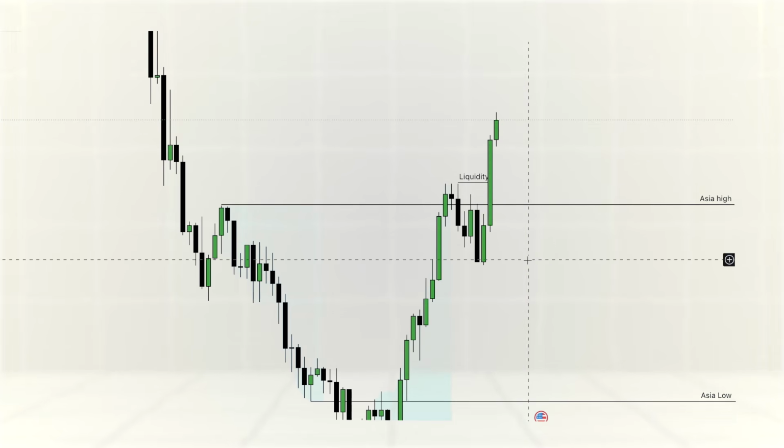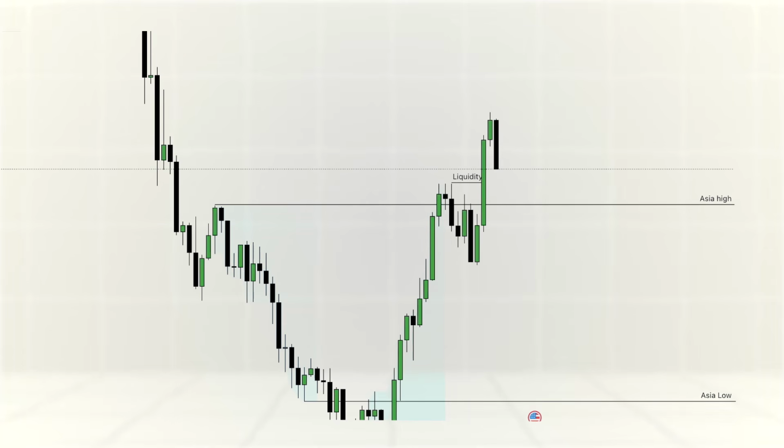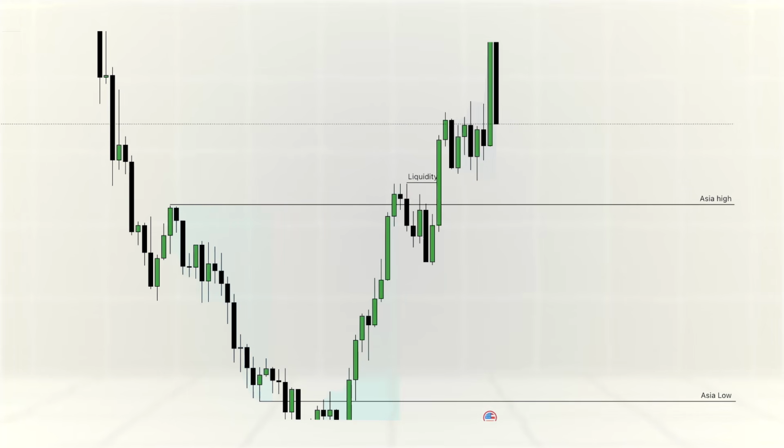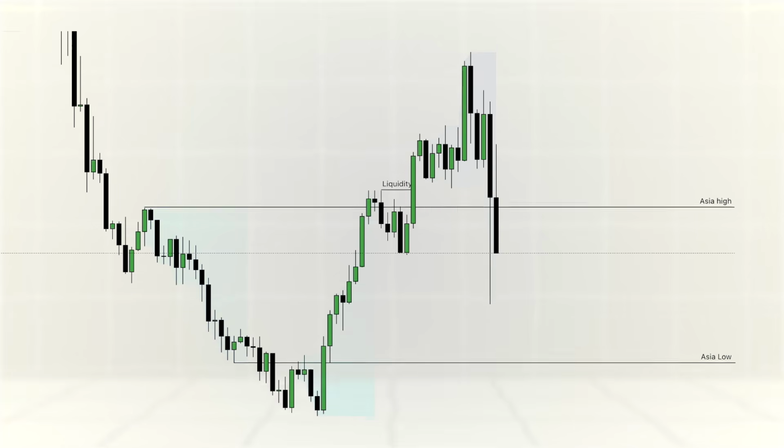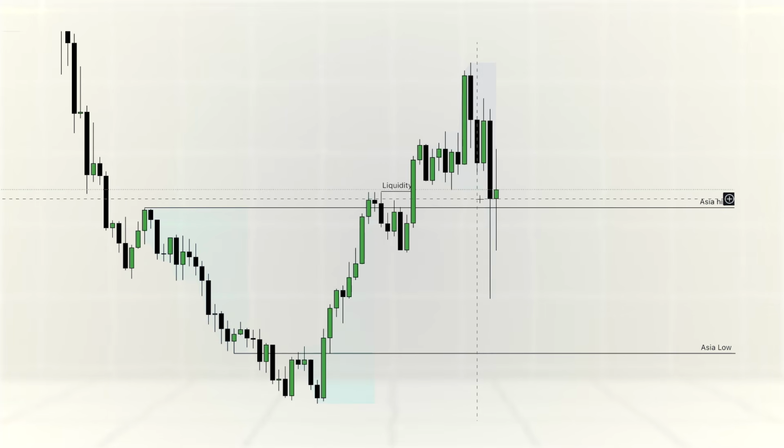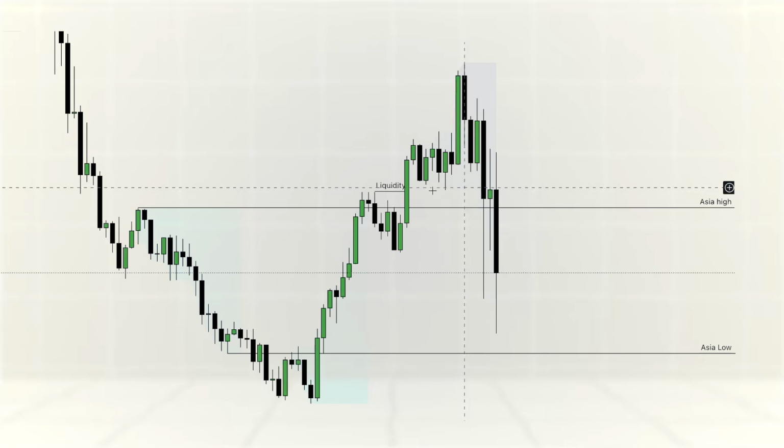Here we go. Now we can see that price has closed back into the range, and we also received a market structure shift. This swing low was the low that created the swing high, and price closed below it, giving us our market structure shift.